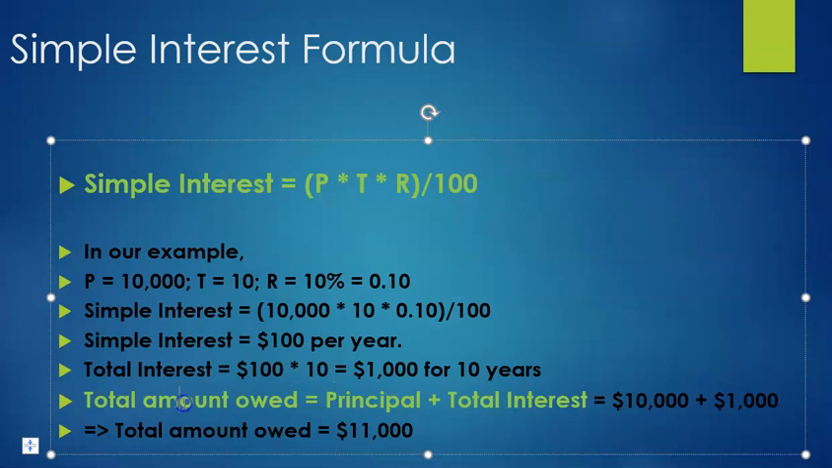So the total amount that you'd be paying would be the principal, of course, plus the total interest, which would be $10,000 for the principal plus $1,000, for a total of $11,000 over the period of 10 years.